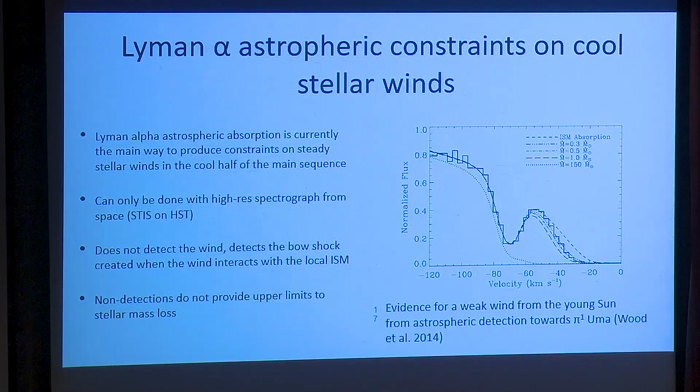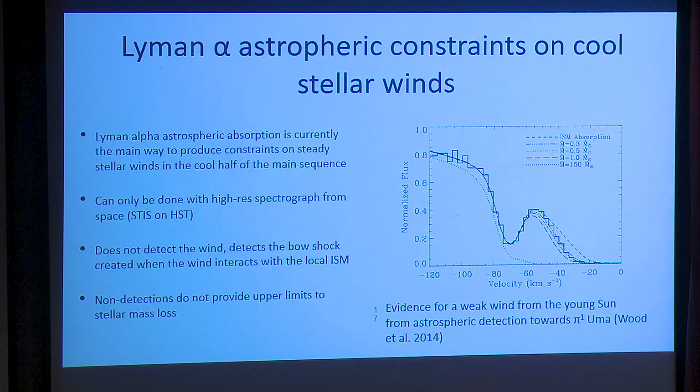You are not detecting the wind, you're detecting the effect that the wind has on the larger scale astrosphere. You can only do this with high resolution spectroscopy from space, basically the STIS spectrograph on Hubble. You're detecting the bow shock that's created when the wind interacts with the local ISM. Non-detections do not really provide upper limits to stellar mass loss.